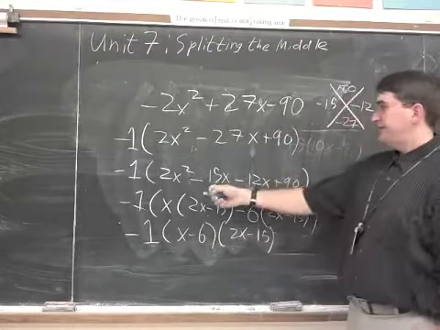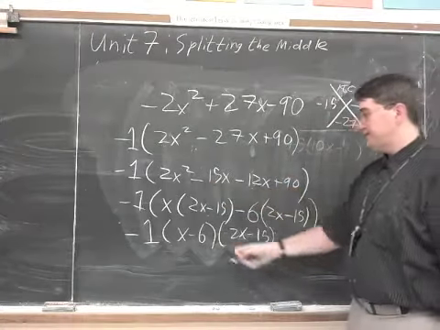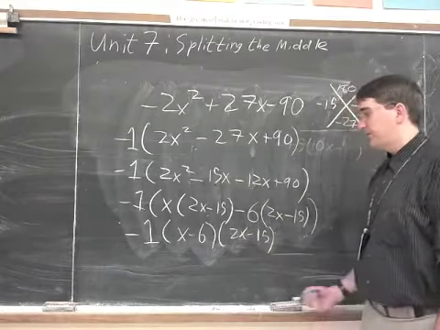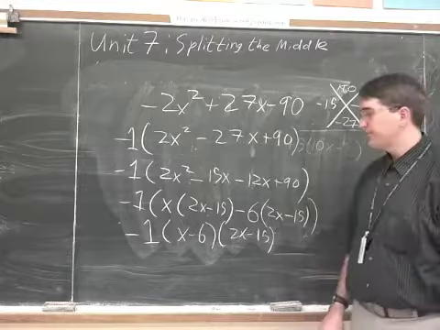If we had done negative 12x and negative 15, we probably would have ended up with this same answer, but in the opposite order. So it's all kind of the same thing. So that's splitting the middle.